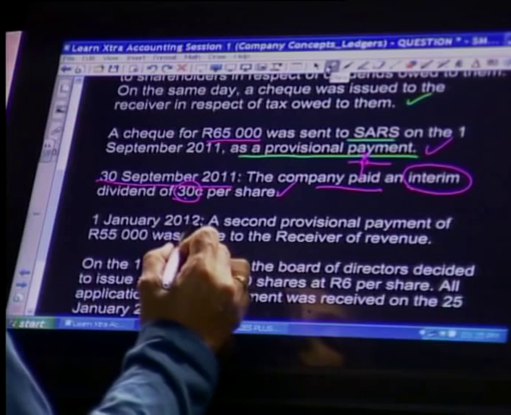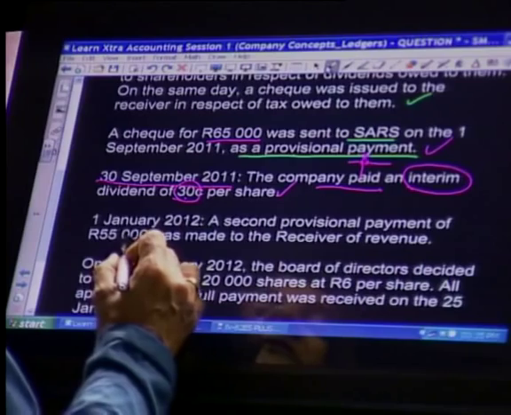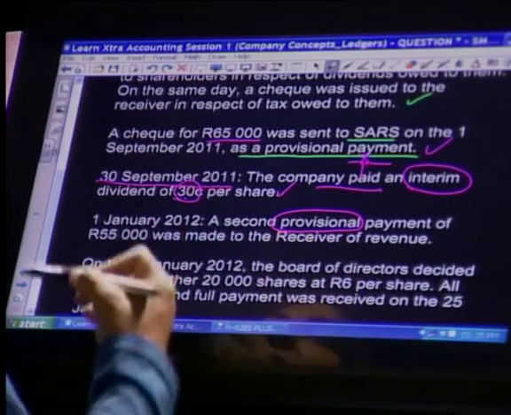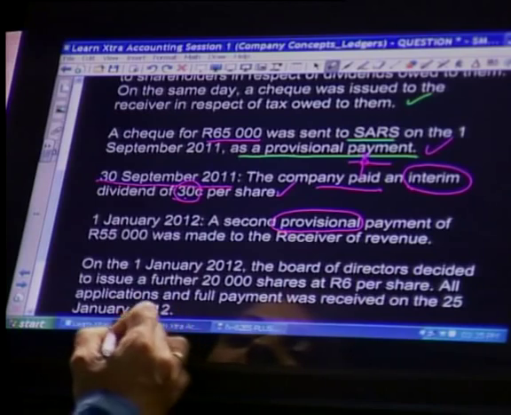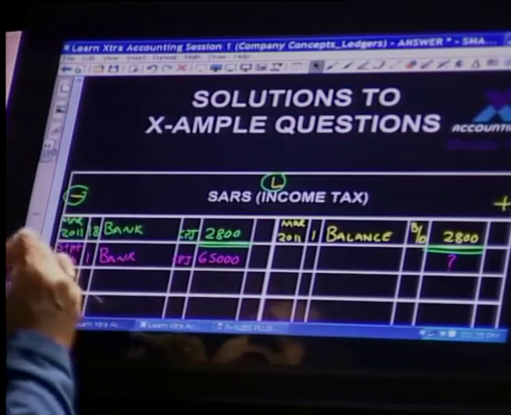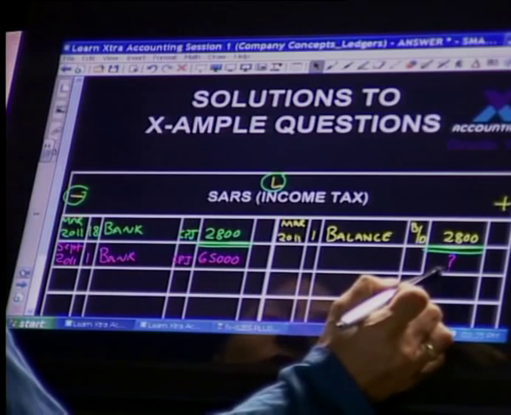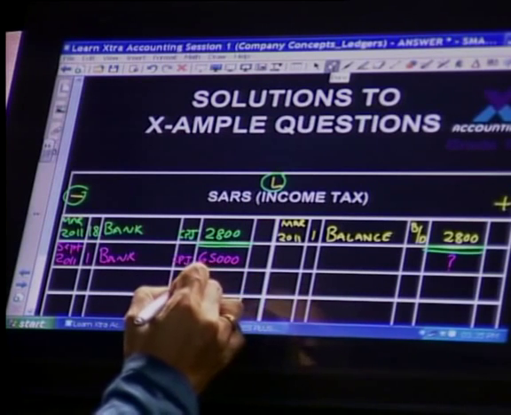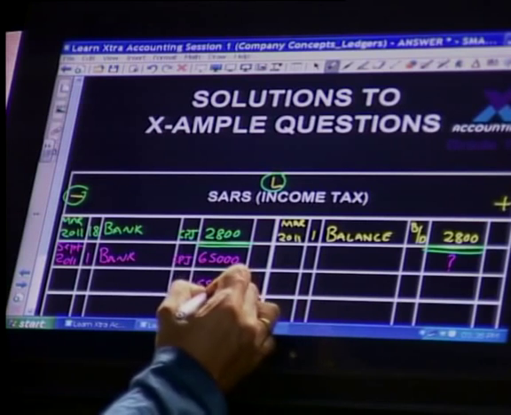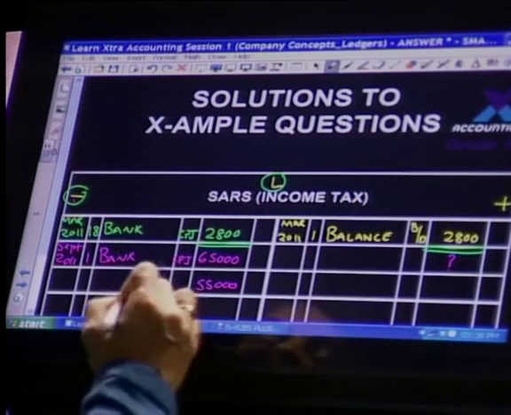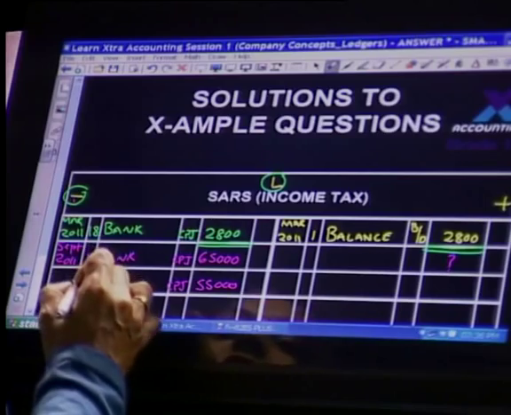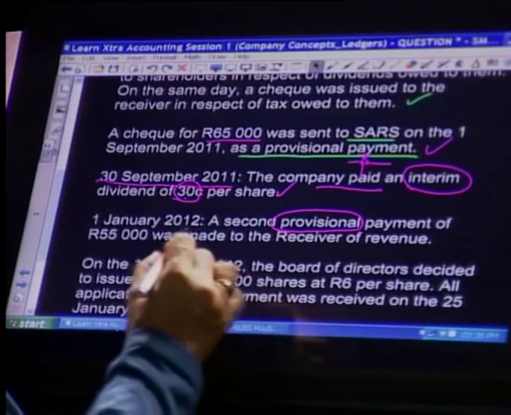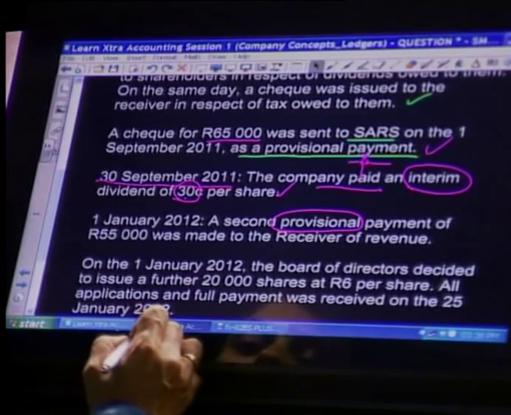On the 1st of January 2012, a second provisional payment of 55,000 Rand was made to the receiver of revenue. So again, we are making a provisional payment of tax to SARS, to the tax man. So let's go back to our ledger account, and it's going to obviously affect, that's right, the SARS income tax account. I still have no idea how much I am owing SARS, but I am now making a second provisional payment, an amount of 55,000. So again, on the debit side, because this payment reduces whatever I owe the receiver in the end, CPJ would be my folio reference, bank is my contra account, and the date, this is happening on the 1st of Jan 2012.